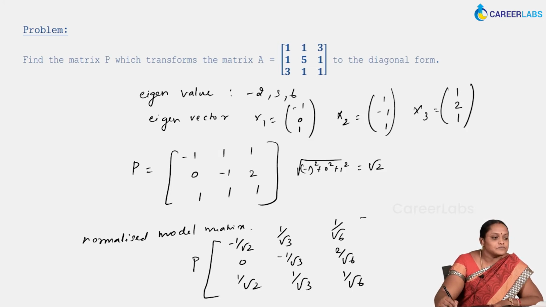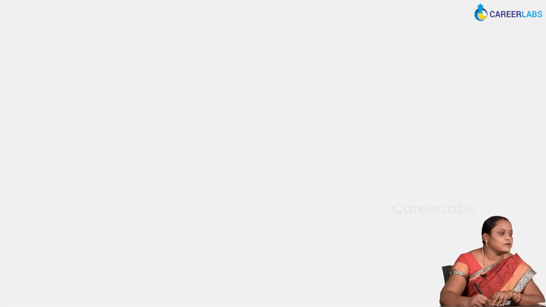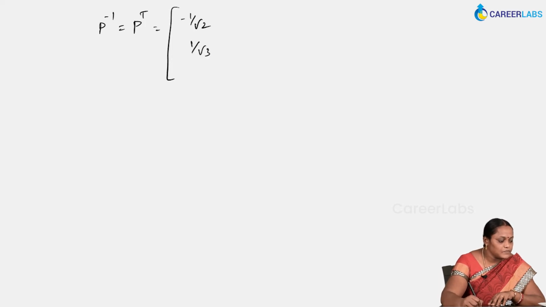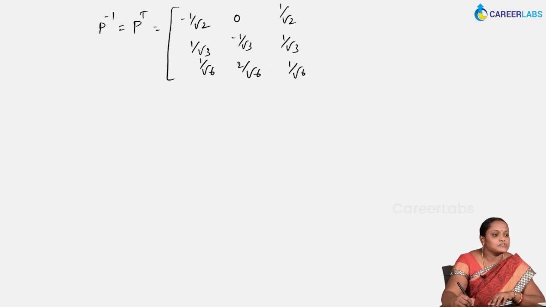Once you get the value of P, we can find P inverse, which is nothing but P transpose. So this is equivalent to -1 by root 2, 0, 1 by root 2 in the first row, then 1 by root 3, -1 by root 3, 1 by root 3, and then 1 by root 6, 2 by root 6 and 1 by root 6.